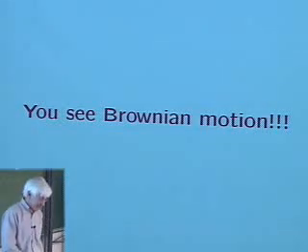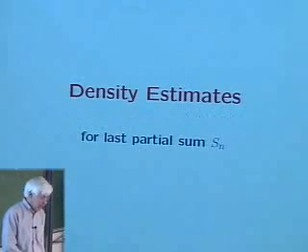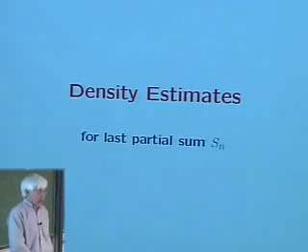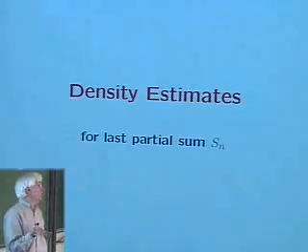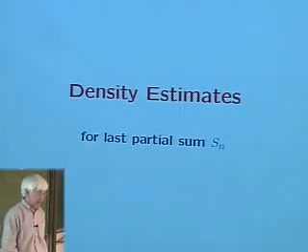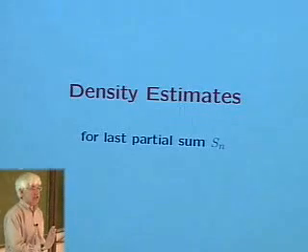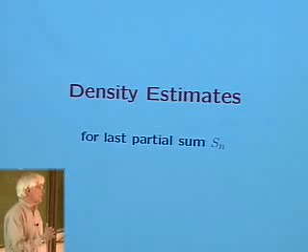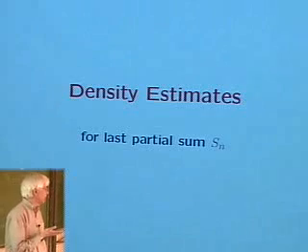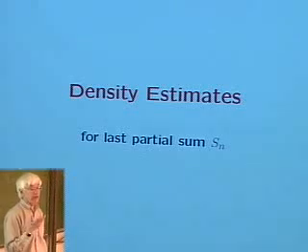Okay, so you see Brownian motion. That's one approach to Brownian motion. Okay, so density estimates. The thought is, let's look at the distribution of the last position. You do this random walk and you ask, where am I at the last step? Now you're asking a different question, but you should have an opinion. You're looking at the distribution of where you are at the nth step. It's the sum of IID random variables.